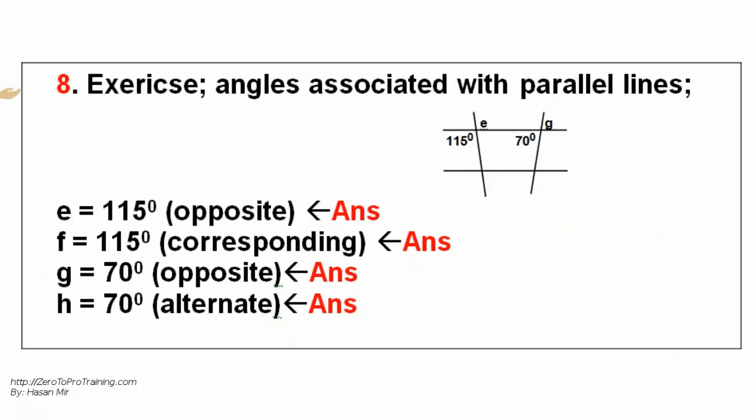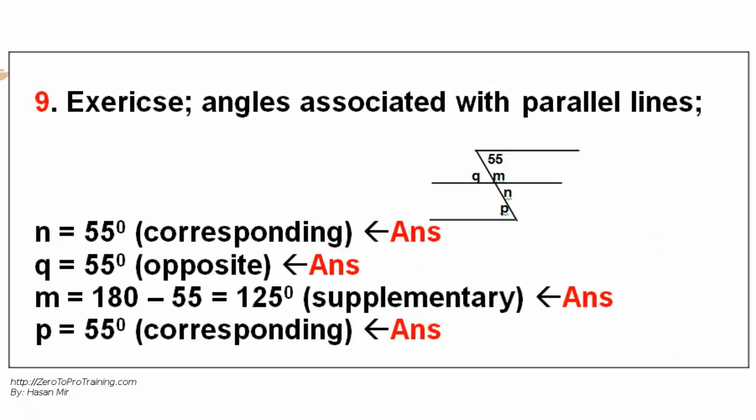Next, exercise 8, angles associated with parallel lines, which yields in degrees, E equals 115, opposite, F equals 115, corresponding, G equals 70, opposite, H equals 70, alternate angles. Next, exercise 9, angles associated with parallel lines, which yields in degrees, N equals 55, corresponding, Q equals 55, opposite, M equals 125, supplementary, P equals 55, corresponding.